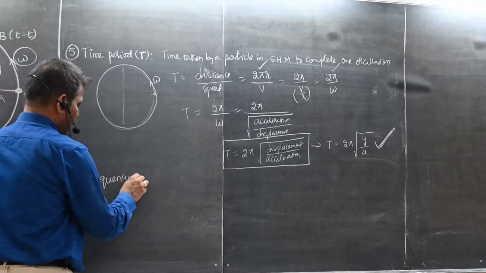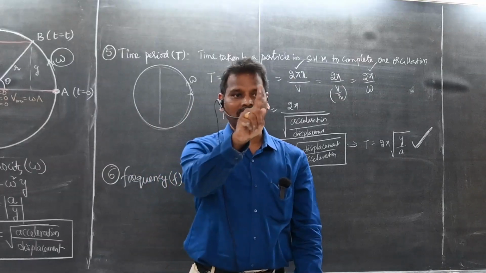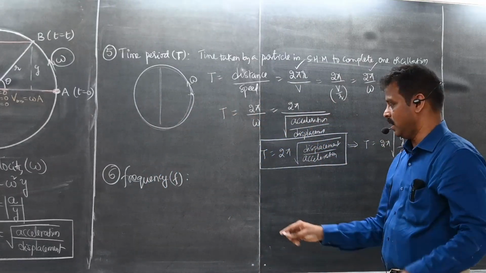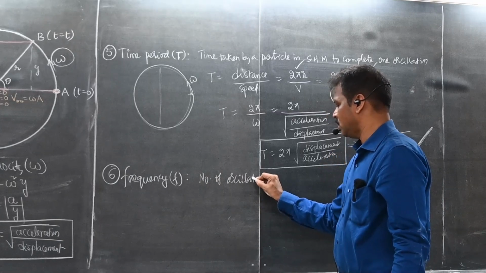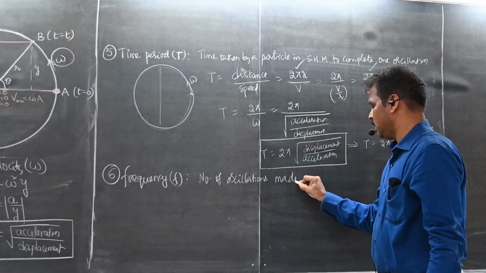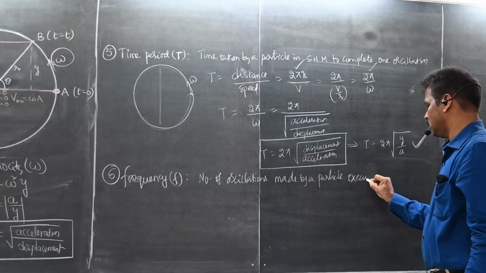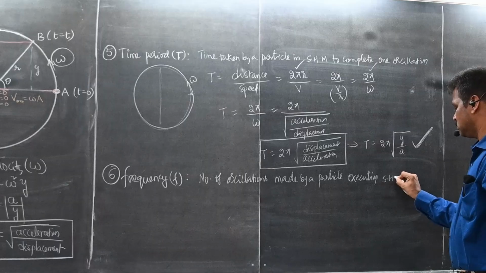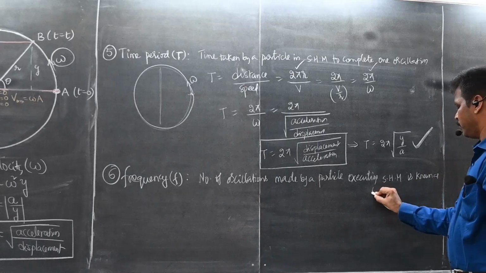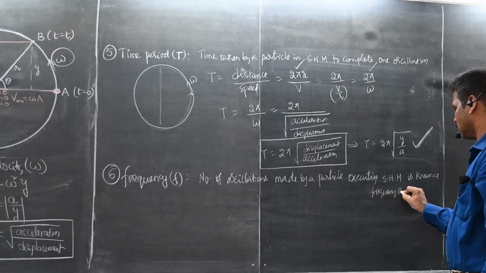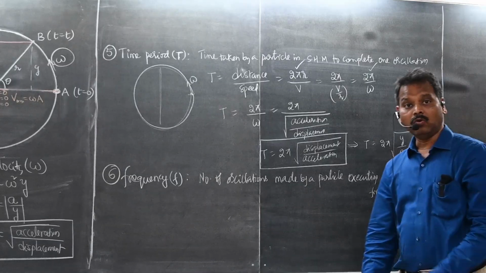How to find frequency of oscillation? First of all, what is frequency? The total number of oscillations made by a body per 1 second. The number of oscillations made by a particle executing SHM per second is known as the frequency of oscillation.